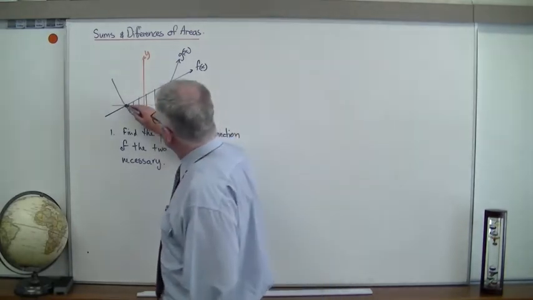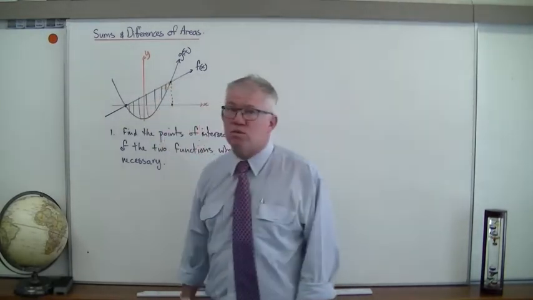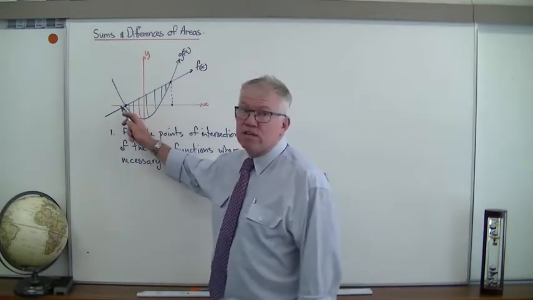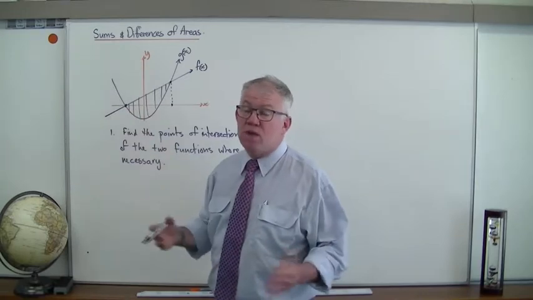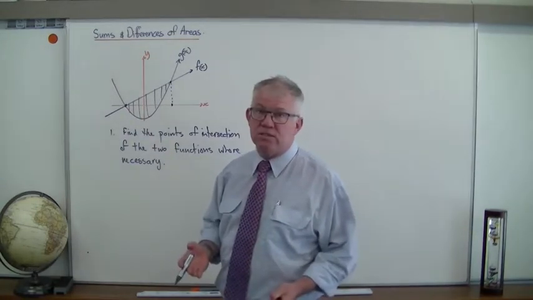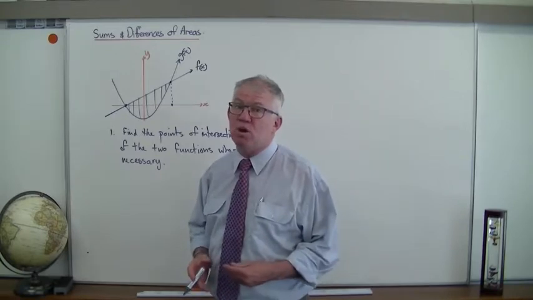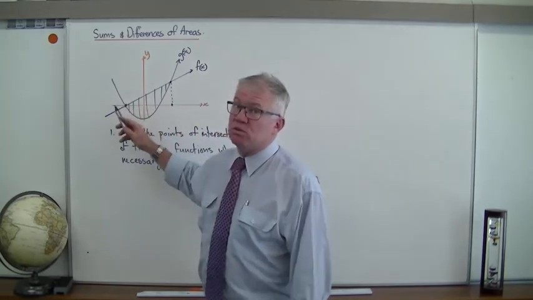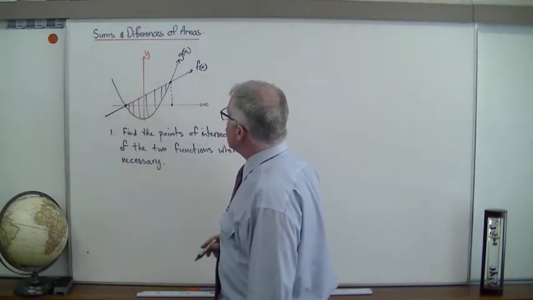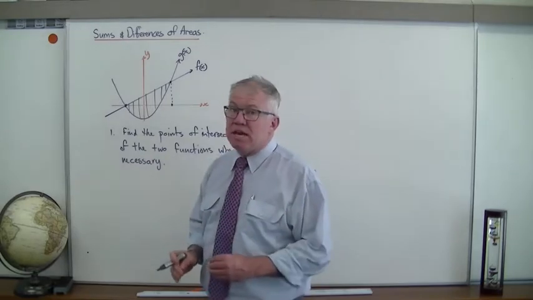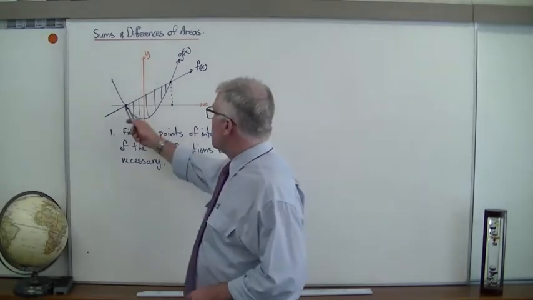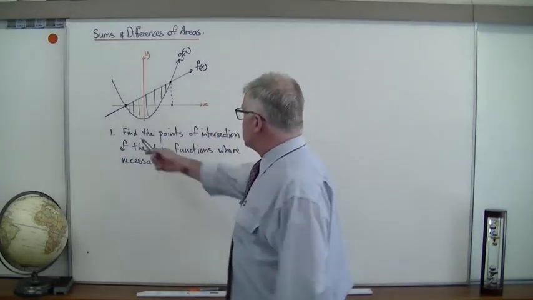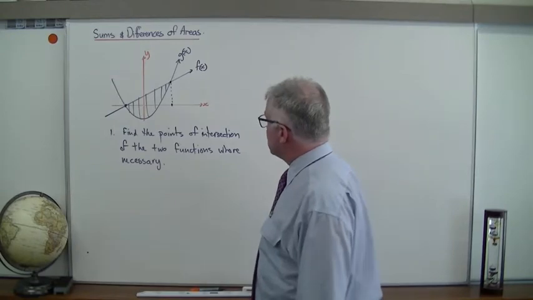So we'll have found the coordinates for these two points of intersection, and really all we're principally concerned with are the x values, because we're going to do integration with respect to x, although we could do it with respect to y if we had the right types of functions. But in this case, we'll be doing the integration with respect to x, and so therefore we need the x values that form the lower boundary and also the upper boundary for this function. Alright, so find the points of intersection of the two functions where necessary.